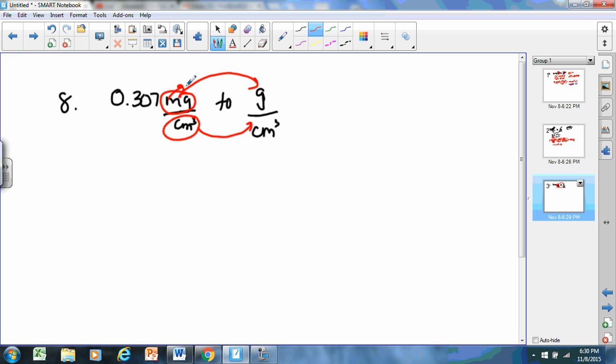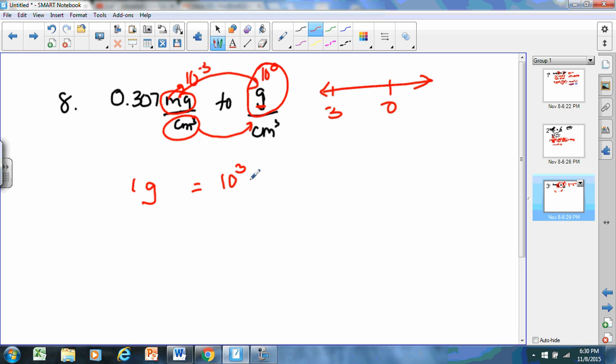So let's do the top. Milli is 10 to the negative 3. This is one letter. There's no prefix. This is 10 to the 0. How far is it on a number line from negative 3 to 0? It's 3 powers of 10. What's bigger, 10 to the negative 3 or 10 to the 0? 10 to the 0. So grams goes with the 1. So 1 gram is 1,000 milligrams. We don't need a conversion factor for the bottom because we're not changing the bottom.